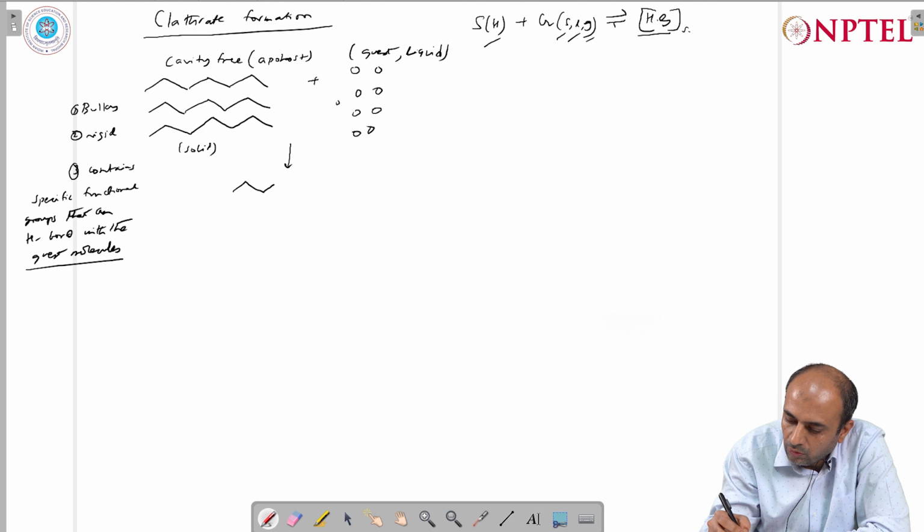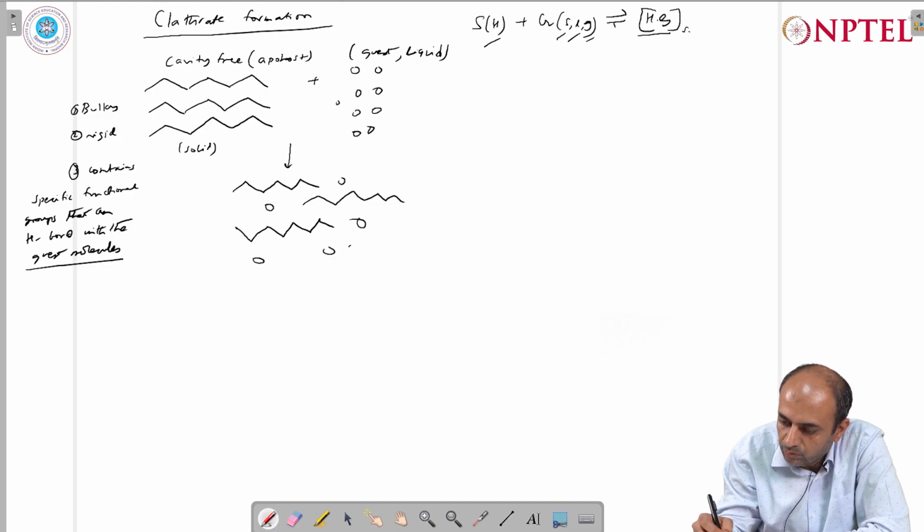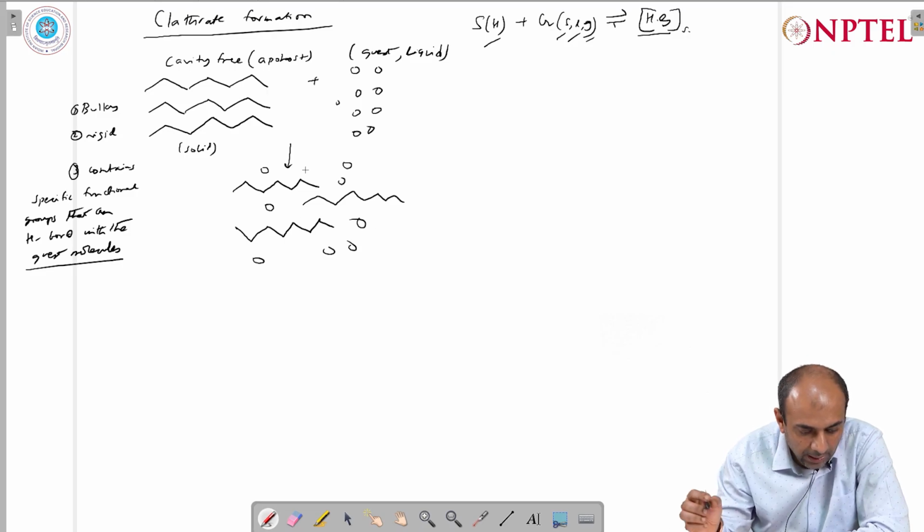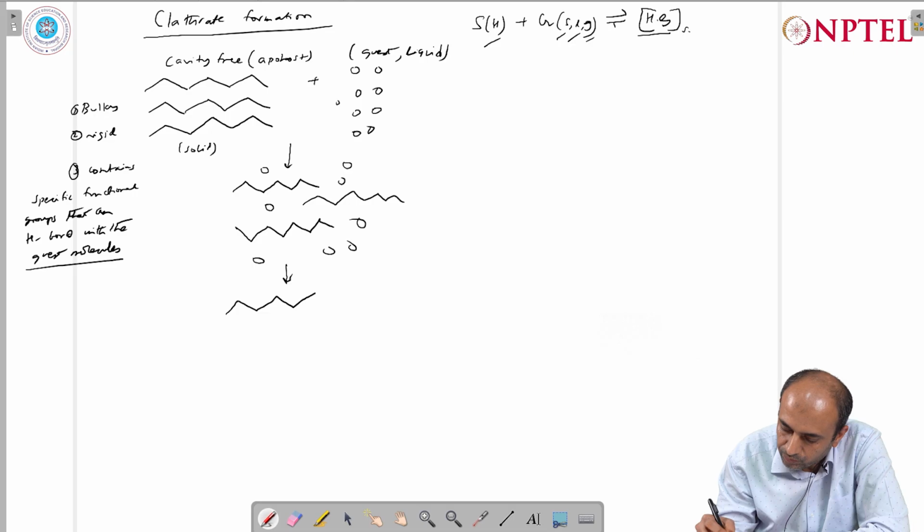We know that now these are all swimming around here. So we now have the apohost which is being solvated by the liquid guest molecules, and then what can happen is that it can crystallize, containing the guest molecules.